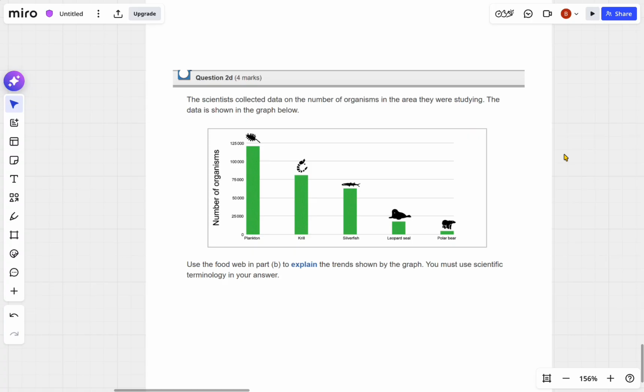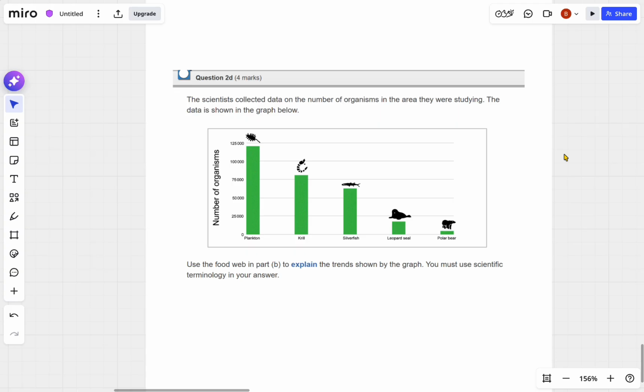Now we have question 2D. Let's just read the question. The scientists collected data on the number of organisms in the area that they were studying. The data is shown in the graph below. Let's just look at this graph. We see it just shows a simple food chain.